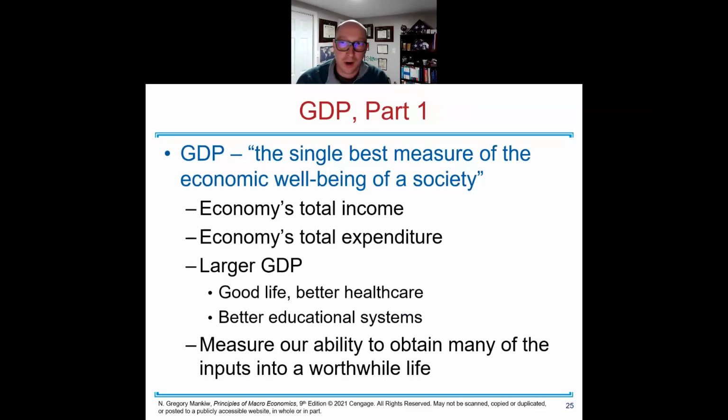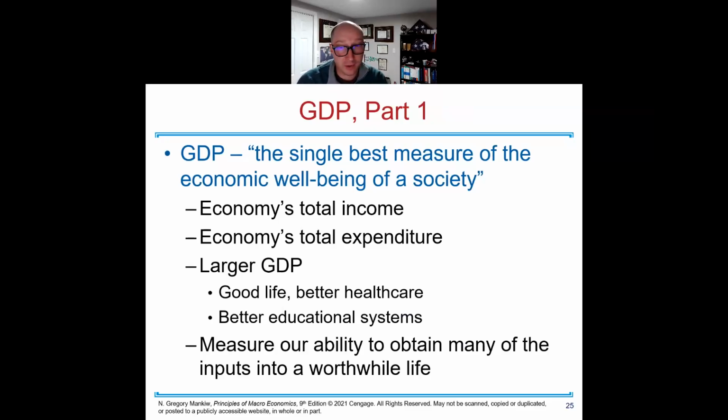Gross domestic product is the single best measure of the economy's well-being. Yeah, mostly it is. The economy's total income is measured by gross domestic product, as you know, and so are all of our expenditures. Think about the formula: consumption plus investment plus government spending plus net exports.